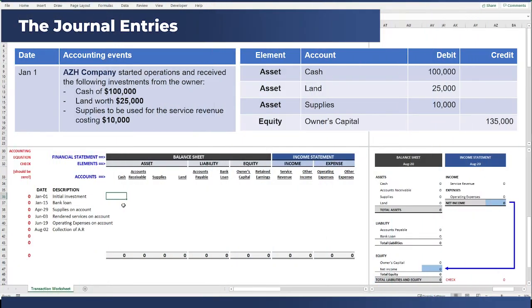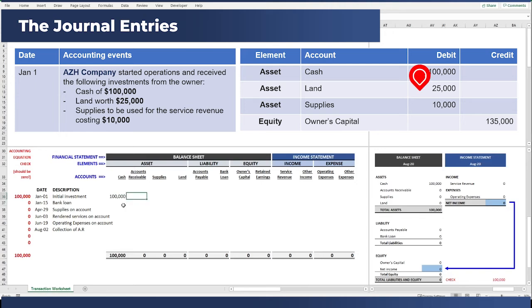So now let's start. The first transaction on January 1 is an initial investment. AZH Company started operations and received the following investments from the owner: a cash of 100,000, land worth 25,000, and supplies to be used for the service revenue costing 10,000. The journal entry is already presented at the top right of the screen. You will see that we have debited cash worth 100,000, which means that we have to put a positive sign in the cash.